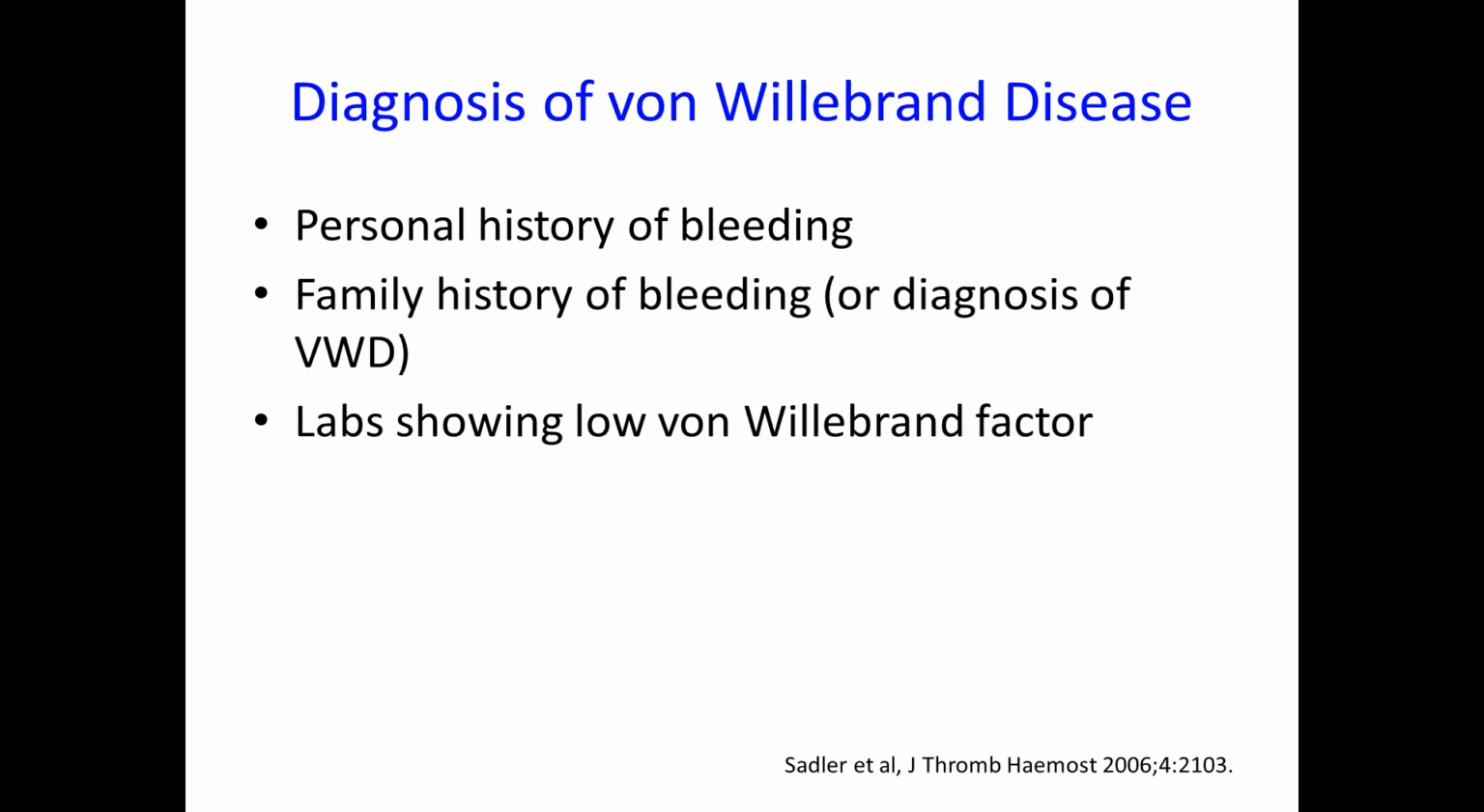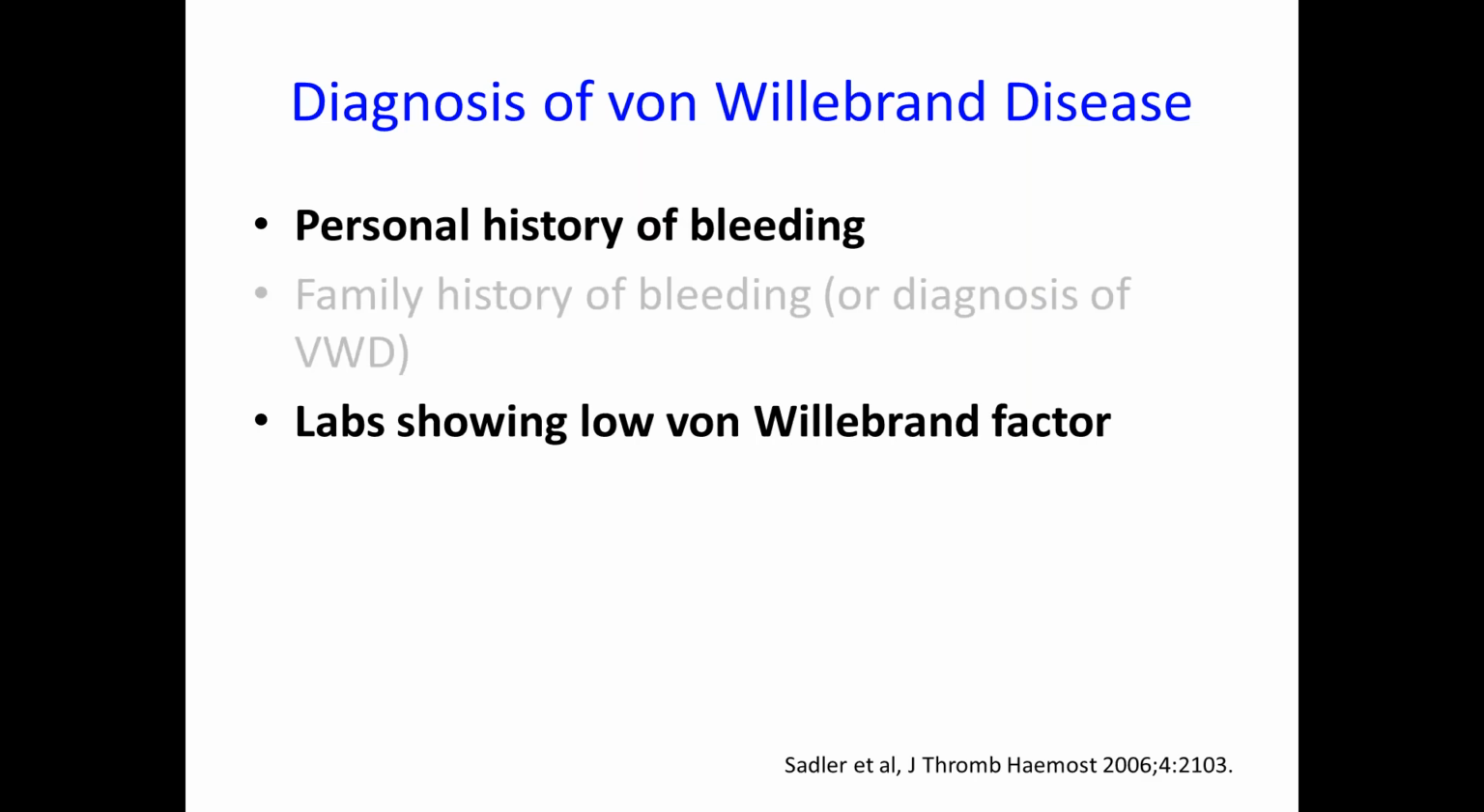The diagnosis of von Willebrand disease is typically based on 3 criteria: a personal history of bleeding for the patient, a family history of bleeding or family members who carry the diagnosis of von Willebrand disease, and then labs showing low von Willebrand factor. And probably the most important features here are the fact that this patient would have both the personal history of bleeding and the lab showing low von Willebrand factor. And so these are the areas that I'm going to be talking about further, how we determine somebody has a history of bleeding, and then how we determine somebody has truly low von Willebrand factor.